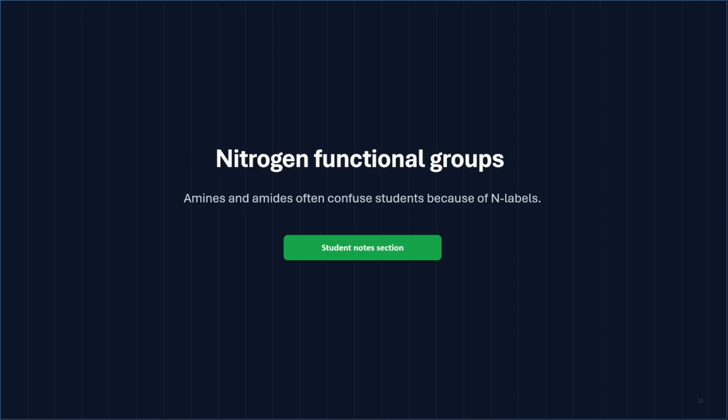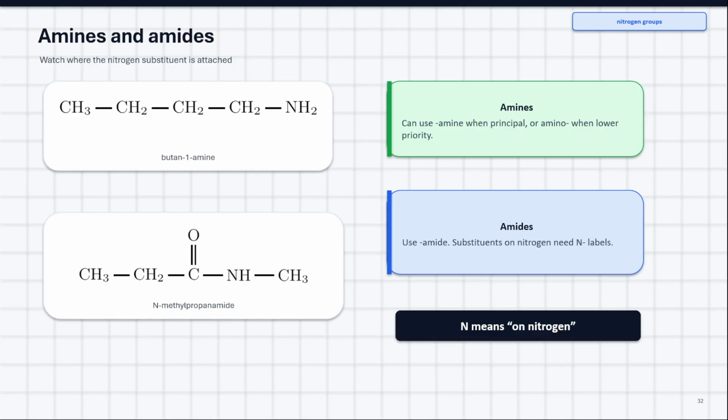In the example N-methylpropanamide, the parent is propanamide. The methyl group is not attached to a carbon in the parent chain. It is attached to the nitrogen. That is why the name uses N-methyl. The letter N tells the reader that the substituent is on nitrogen. That is the main takeaway for amides.